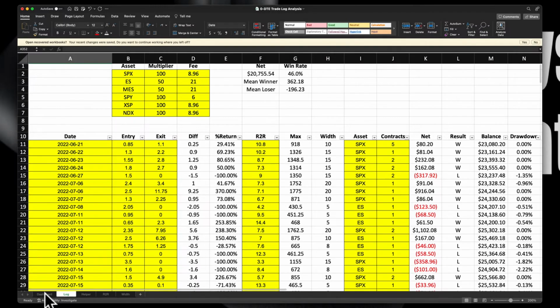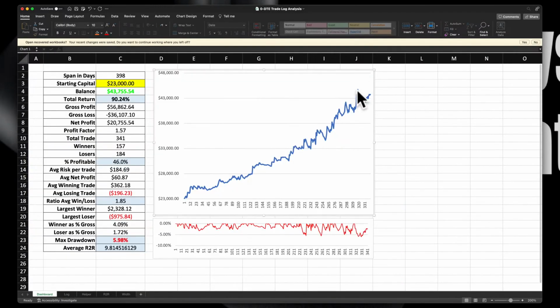So let's take a look at the dashboard. Now, the interesting thing is the account actually stopped right here. The rest of these trades are going into this new account, but it doesn't matter. So you can see I returned over 90%, and at one point it was above 95%. So we have a little drawdown that we're dealing with.